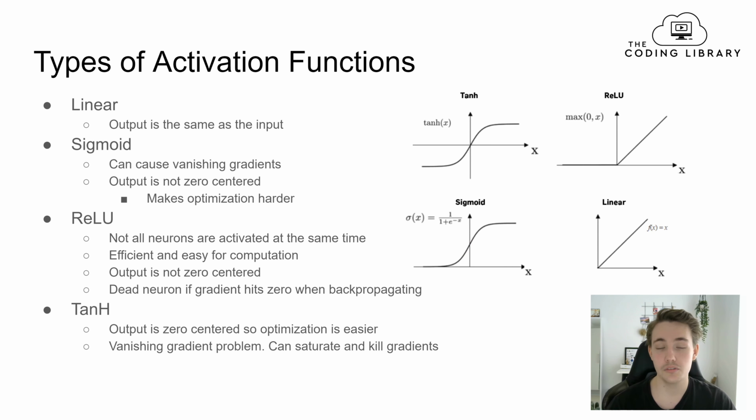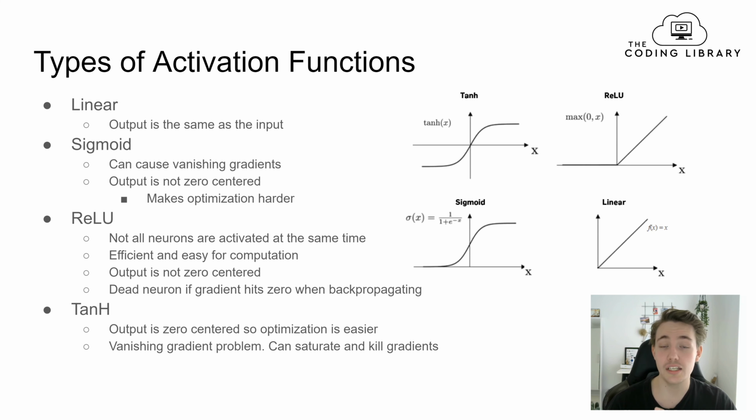So for the sigmoid function, there are some different consequences, disadvantages and also advantages for all of these activation functions. The sigmoid function can cause vanishing gradient problems, and we're going to talk about what that is in later videos as well. And the output is not zero-centered, which makes the optimization harder in the training process.